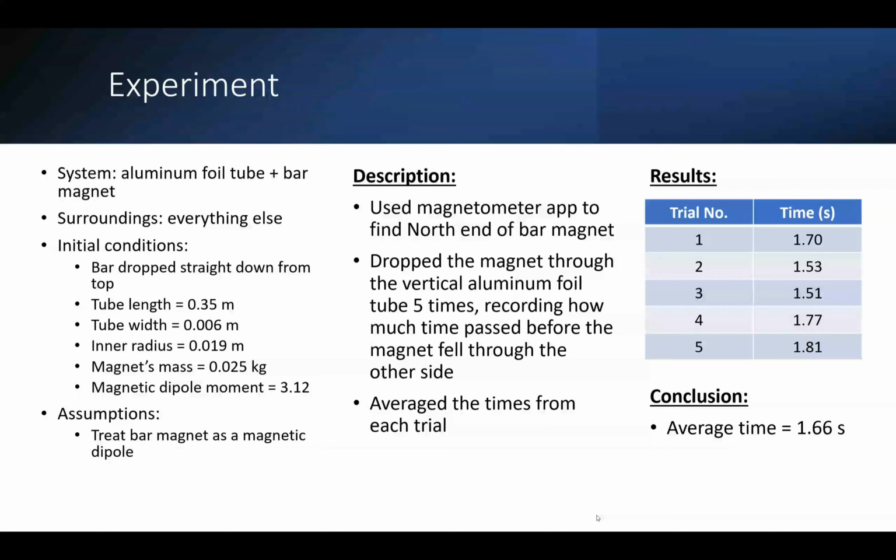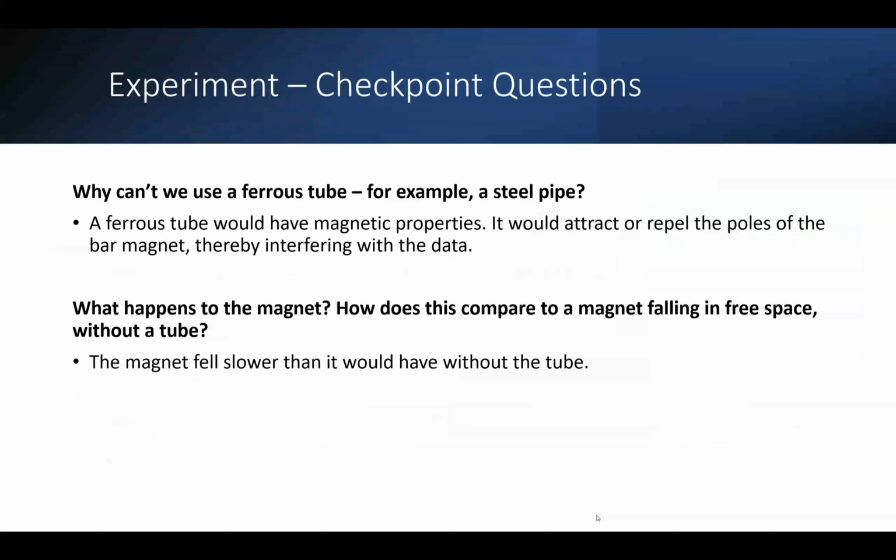For the procedure, we used a magnetometer app to find the north end of the barred magnet, and then dropped the magnet through the vertical aluminum foil tube 5 different times, recording how much time passed before the magnet fell through the other side, and then we averaged the times from each trial. The time trials can be shown to the right-hand side, and the average time was found to be 1.66 seconds.